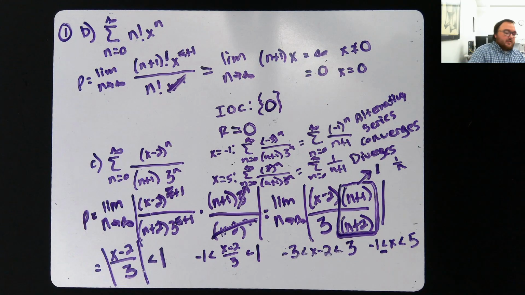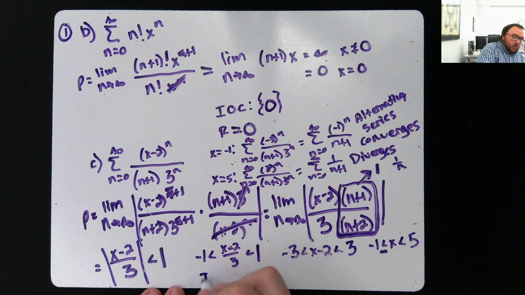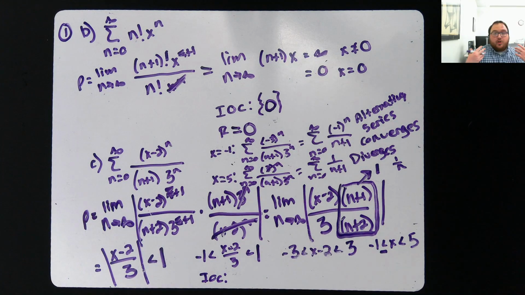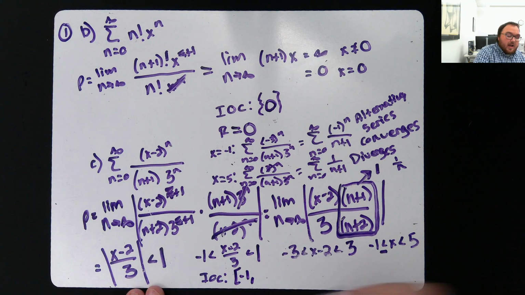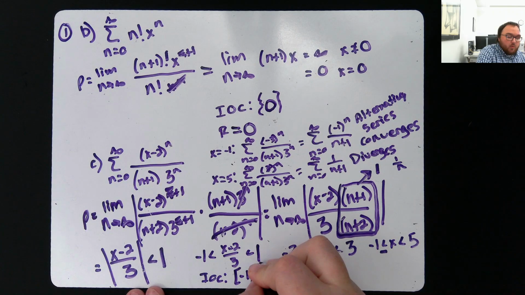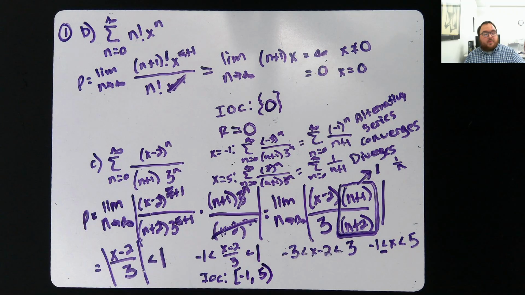So what this means is our interval of convergence, -1 is included. So we're going to go from -1 up till 5. The -1 will work, and so I put a bracket there. 5 does not work, so put a parenthesis there.